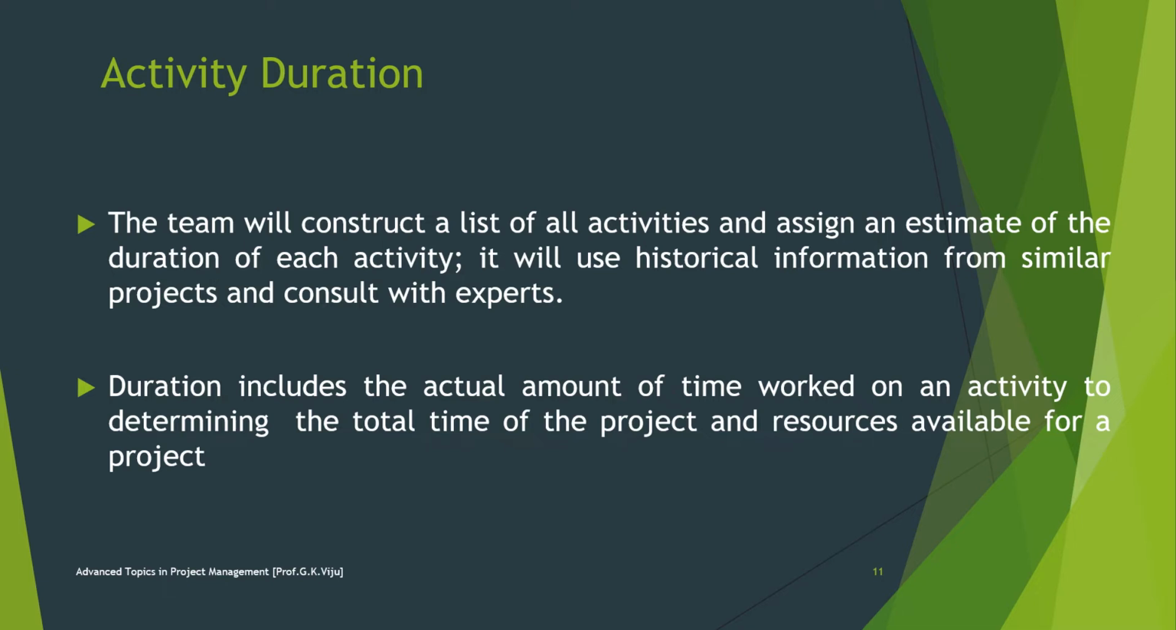Activity duration. The project team will generally construct a list of all activities and assign an estimated time, or estimated duration, to each activity. Sometimes they will use historical information from similar projects and consult with experts. The duration includes the actual amount of time worked on an activity, to determine the total time of the project and the resources available for the given project.